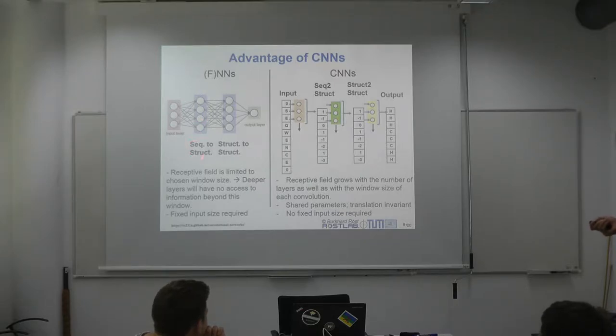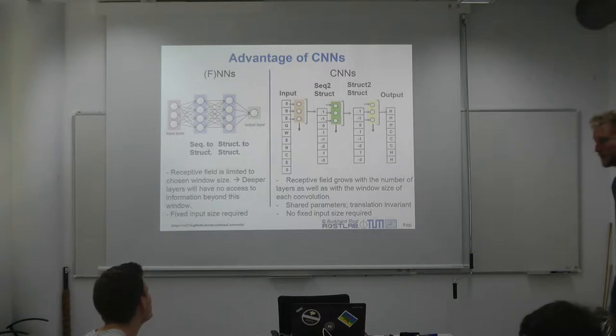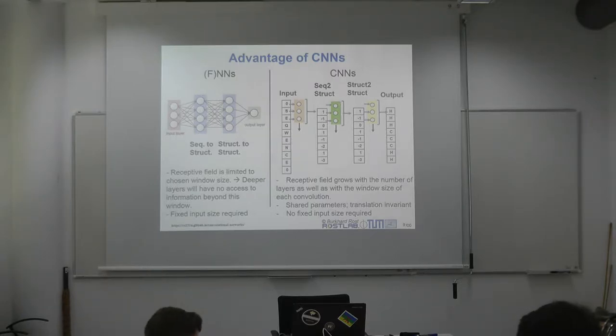What I put here also, I did not mention this yet, is the sequence to structure and structure to structure network. So this was one of the first secondary structure predictors using evolutionary information, which was published by Professor Rost. Was the first? Yes, it was the first.